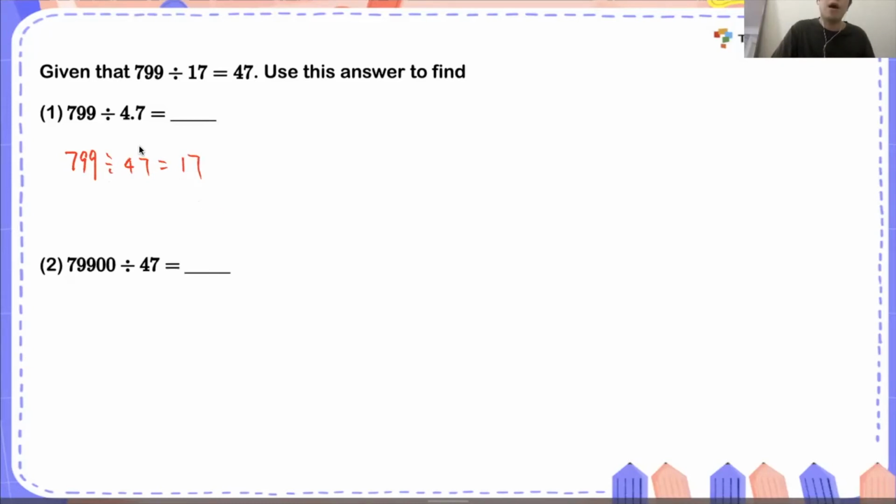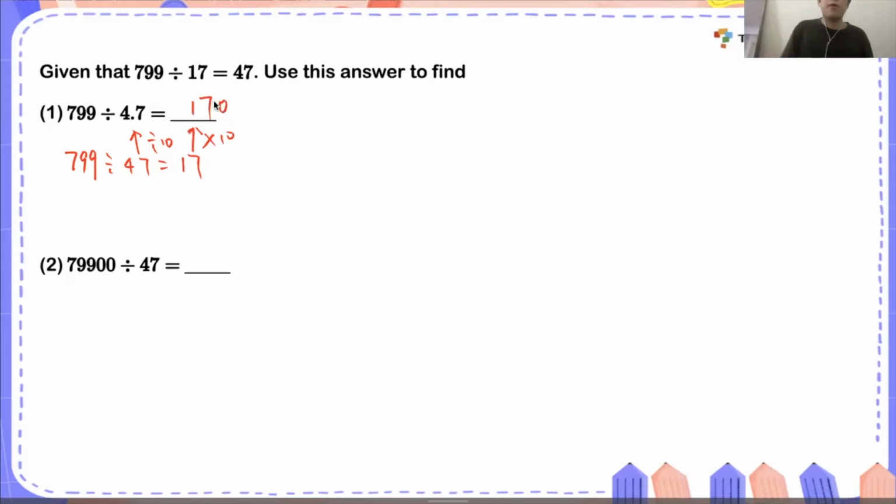Okay, so how does this divisor change? We just divide by 10, right? And do you remember how we change our result if the divisor changed? We should make the change in the opposite direction, right? So if we divide by 10, for the result we should times 10, right? So that is 470.